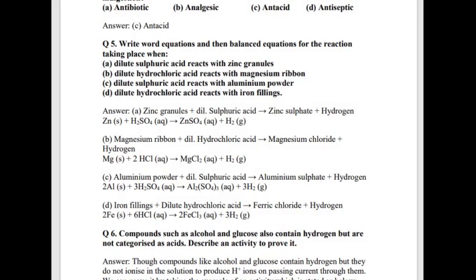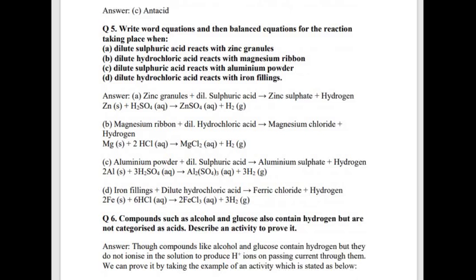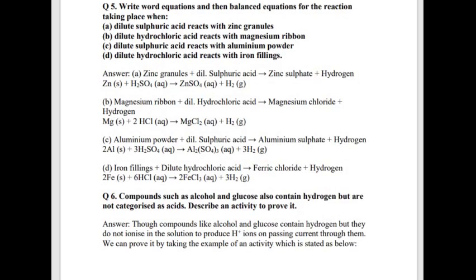And the last part, which is dilute hydrochloric acid reacts with iron filings. So it will give ferric chloride plus hydrogen gas, right? 2 moles of iron filings will react with 6 moles of hydrochloric acid and they will form 2 moles of ferric chloride along with 3 moles of hydrogen gas, right?